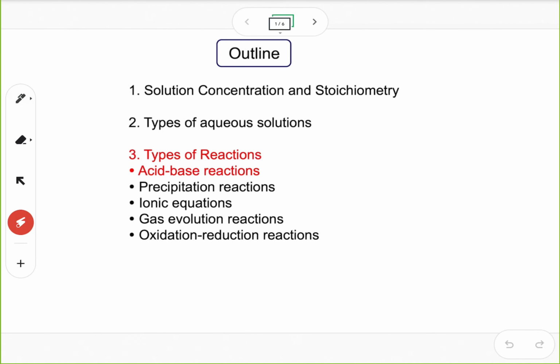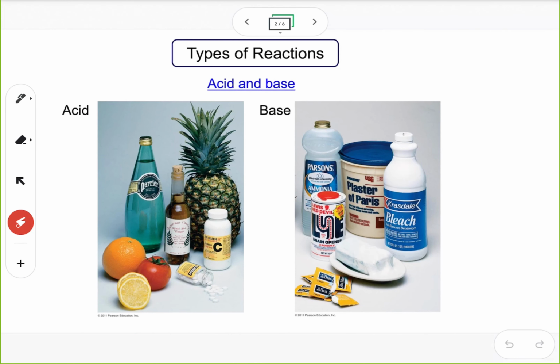In this video, we're going to start discussion of the third topic of chapter 8, types of reactions. This is a large topic, so we're going to break this topic into three videos, and this is going to be the first video of topic number 3. It's about acid and base reactions. Let's take a look at this slide.